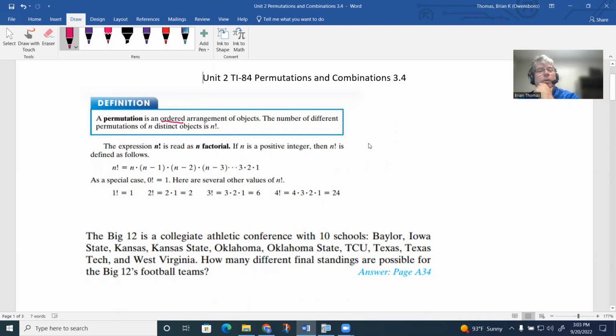So the number of different permutations of n distinct objects is described as n factorial. The expression n factorial, this n exclamation point, is read as n factorial. The way n factorial works is if I give you something like 5 factorial, what that means is 5 times 4 times 3 times 2 times 1. Some things to pick up on, though, is 1 factorial is 1. Also, we learned that 0 factorial is also 1.